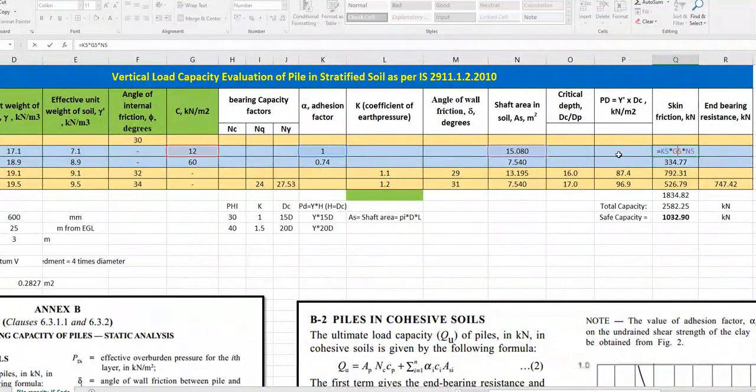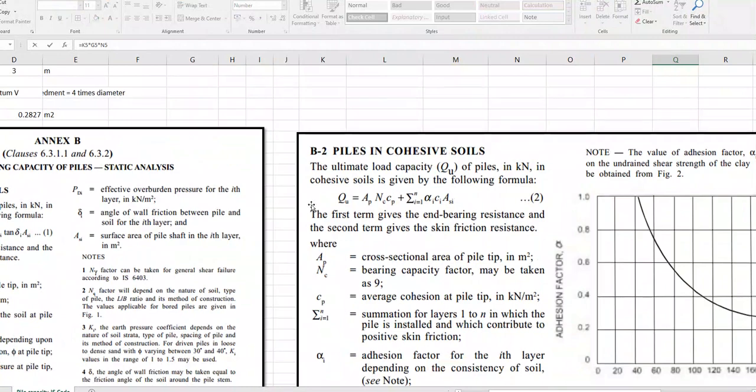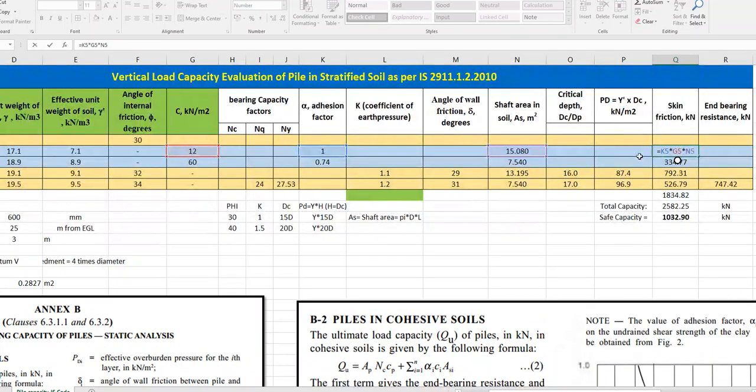See, so what is there in this clay? It is alpha C AS, right? So where is alpha? Alpha is here, 1. Where is C? This is 12. Okay, 1 into C into AS. This is what you must have understood. Alpha C into AS. Here shaft friction is also alpha C into AS. So we get skin friction for the clay soils in stratum 3.